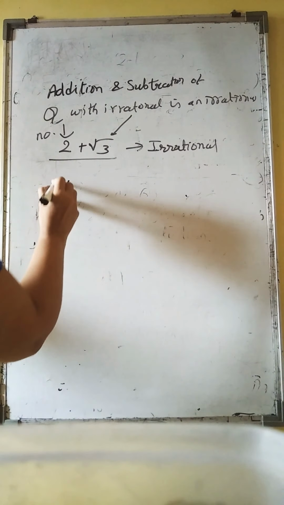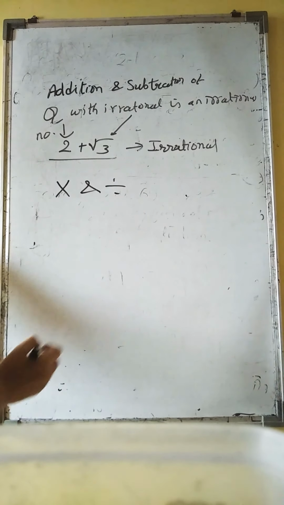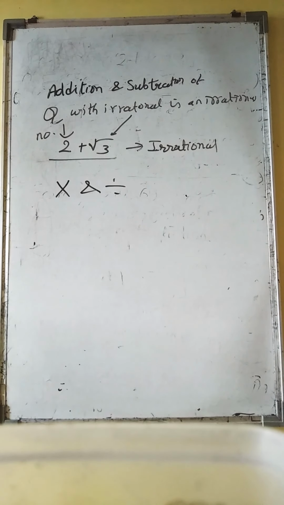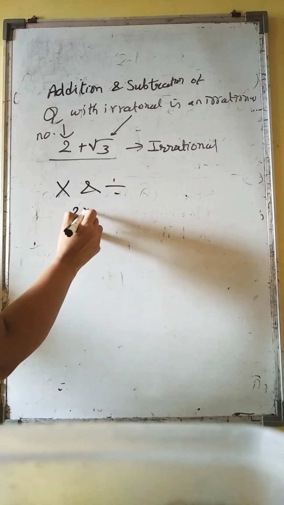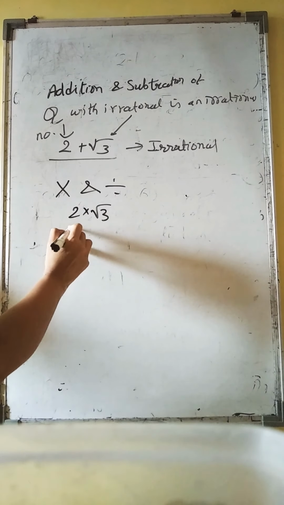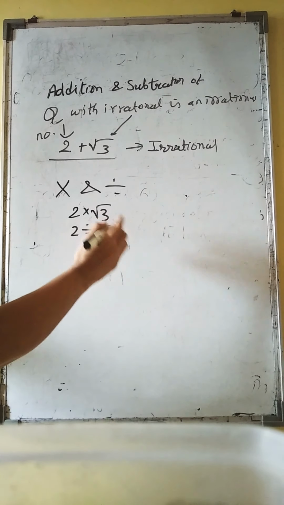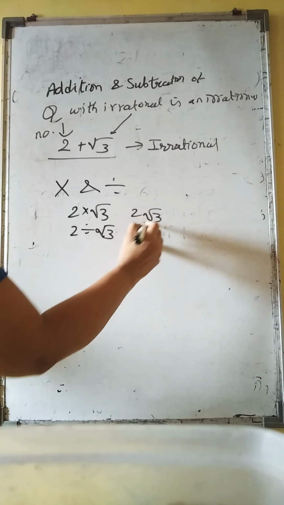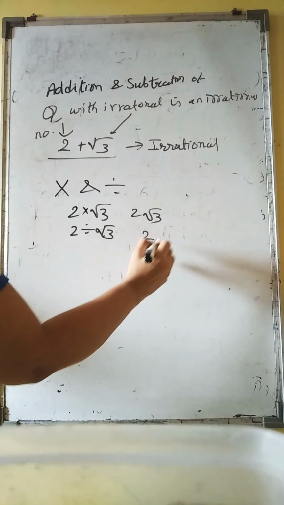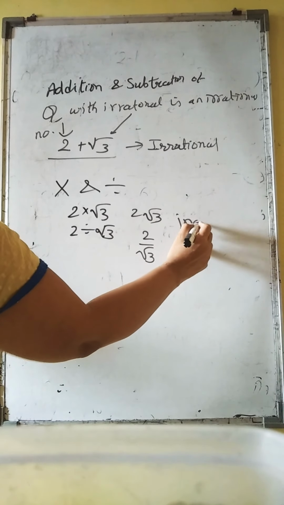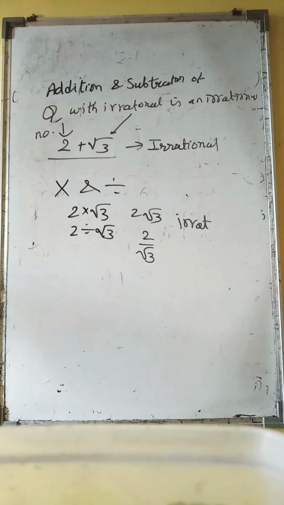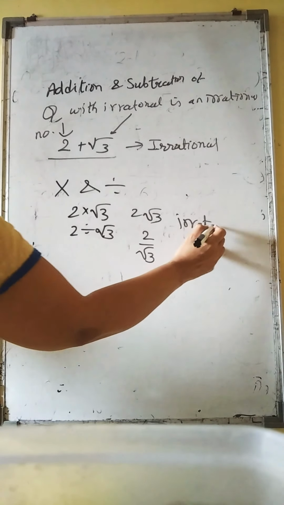Then multiplication and division of non-zero rational numbers with irrational numbers is also irrational. So to multiply by root 3 or to divide by root 3, whatever comes, the answer is irrational. Got it? Okay.